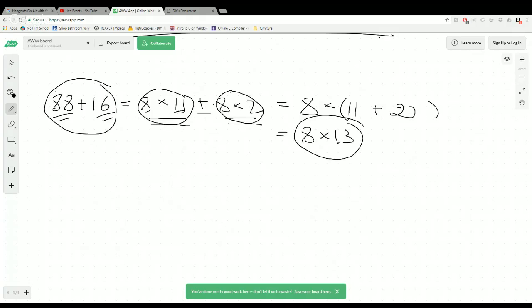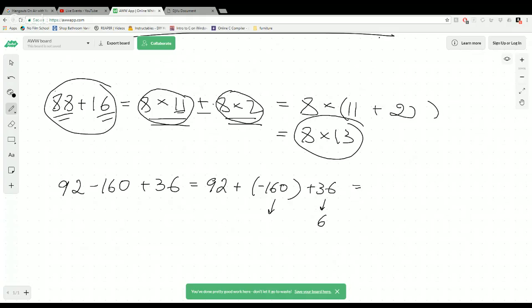Okay. And I'll do one more. 92 minus 160 plus 36. Okay. Again, I see a minus sign. First thing I'm going to do is I'm going to write it as addition of a negative number, just not to get confused. Okay. So I look at these three and I think to myself, are these multiples of anything? Well, I know 36 is a multiple of 6. 160 is also a multiple of 6, or is it? Is it or isn't it?